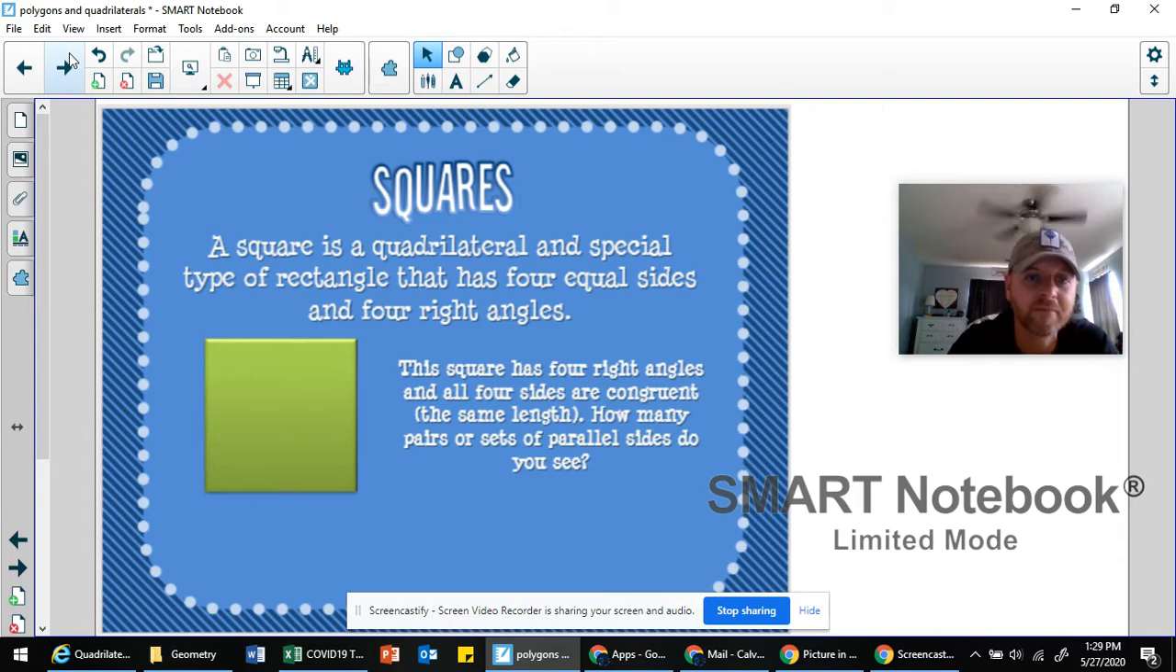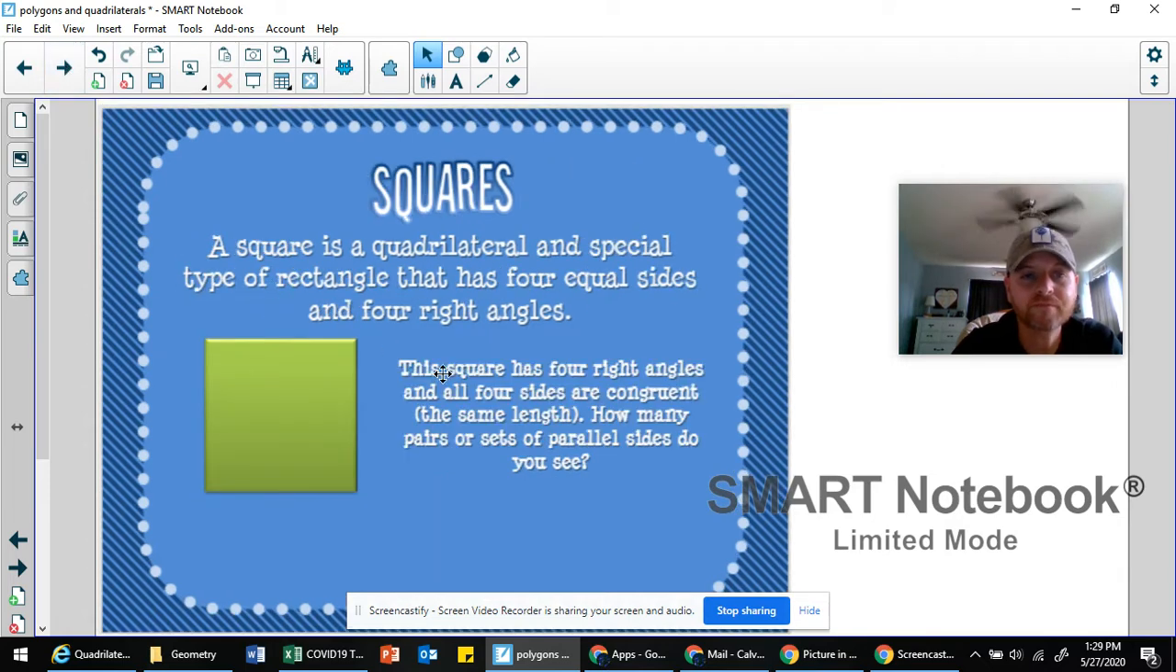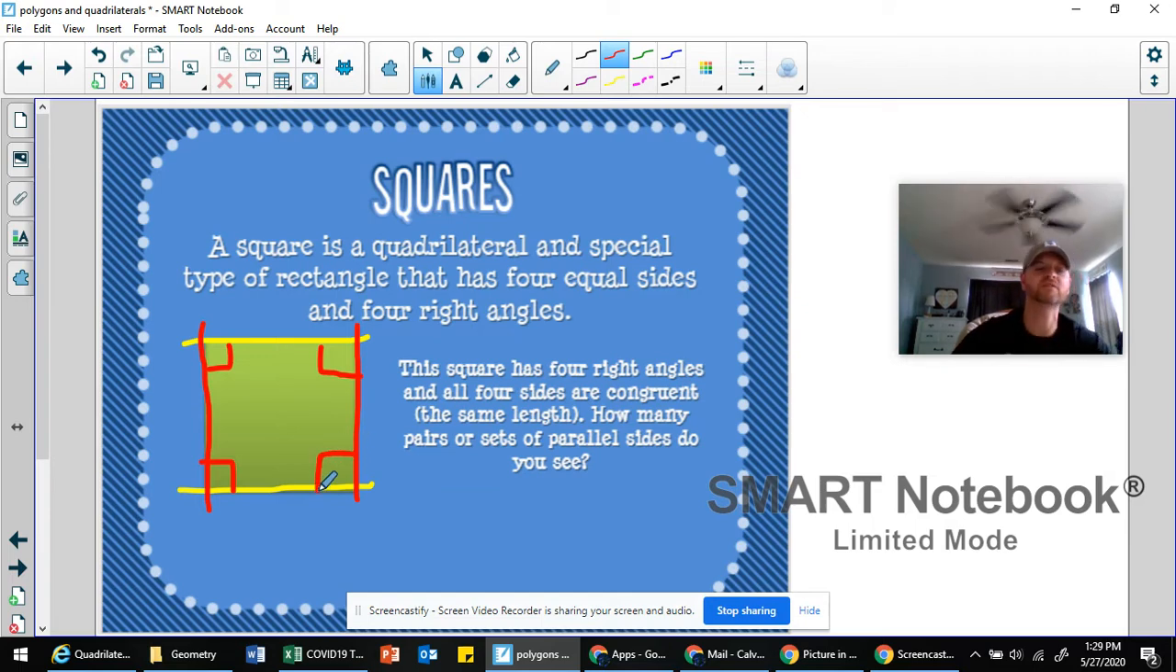rectangle because, look, didn't we say a rectangle has two pairs of parallel sides that are equal and exactly 4 right angles? So if you look, this has exactly 2 pairs of parallel sides. The top is parallel to the bottom. The left is parallel to the right, and it's made up of 4 right angles, making this a rectangle. The thing is that a square is a special type of rectangle because it's a rectangle that has 4 equal sides, basically. All right, so that's why it has its own name.